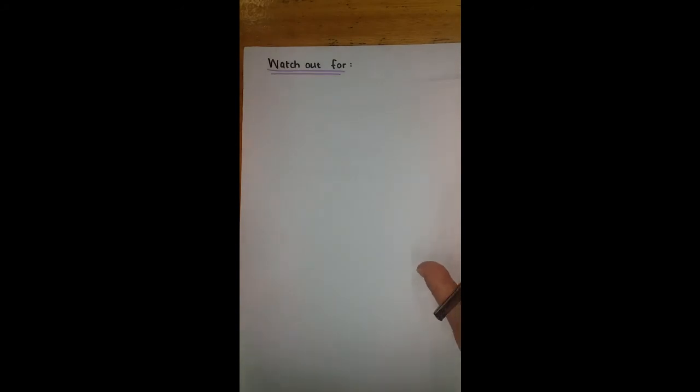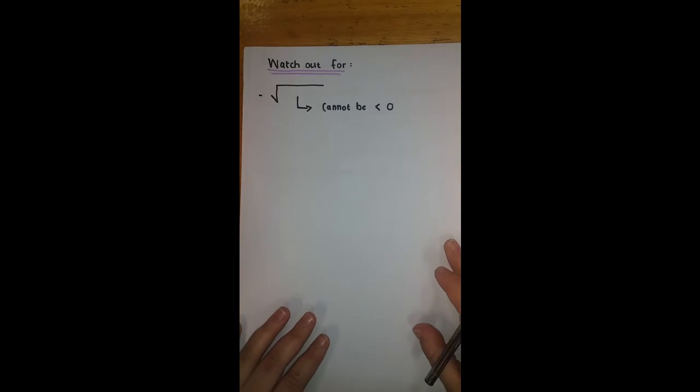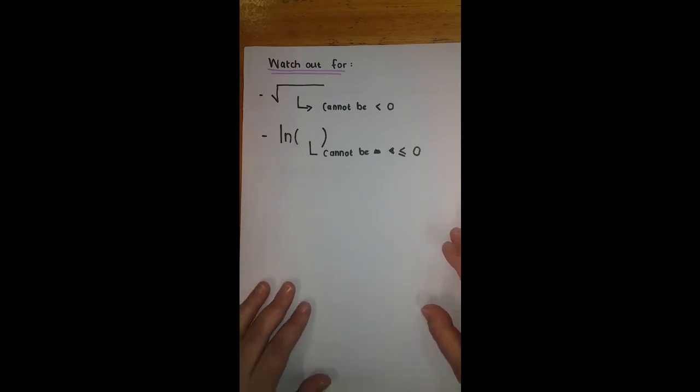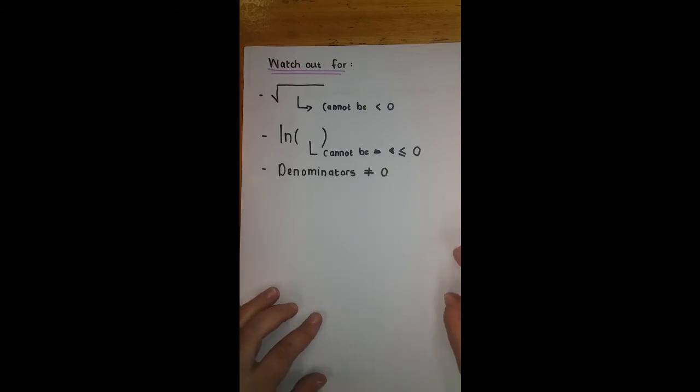So when finding your domain, there are a few things that you have to watch out for. A square root, because anything within the square root cannot be less than 0, so that cannot be negative. And then your ln, anything inside a ln cannot be negative or equal to 0. And then for denominators, you know that they cannot be equal to 0.